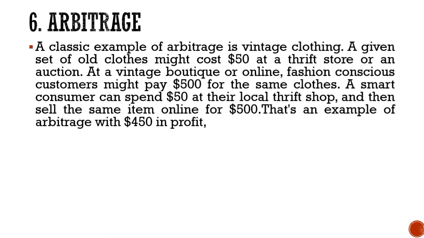Now let us take an example. A classical example of arbitrage is vintage clothing. A given set of old clothes might cost $50 at a thrift store or an auction. At a vintage boutique or online, a fashion conscious customer might pay $500 for the same clothes. A smart customer can spend $50 at their local thrift shop and then sell the same item online for $500. That's an example of arbitrage with $450 in profit.